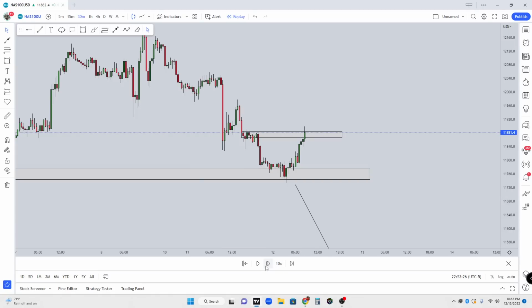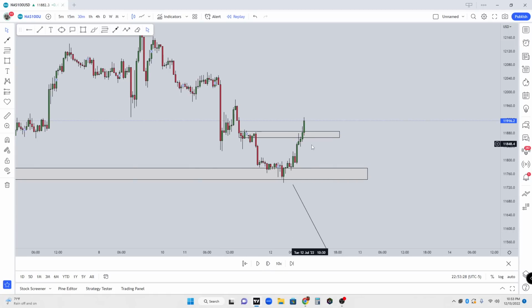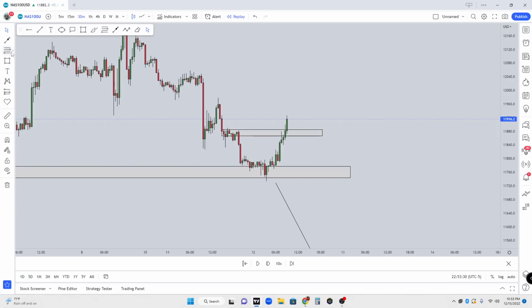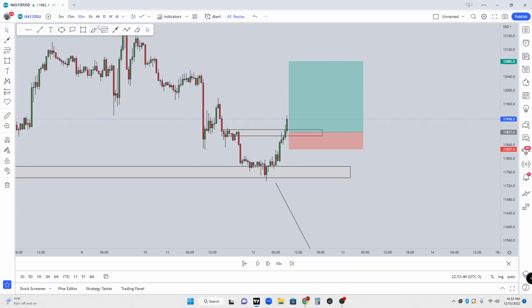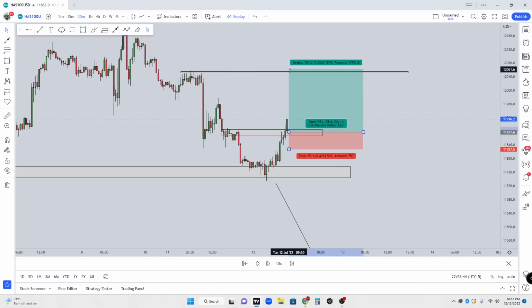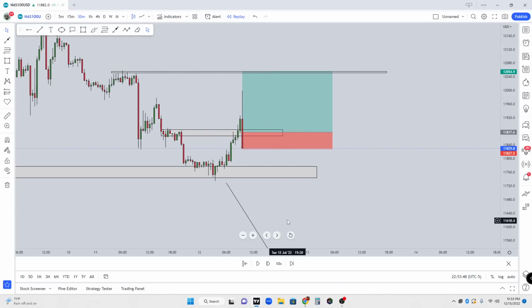Okay, we're trying to break up. Okay, we broke above, we broke up. So what I want to see is I want to see price give me a pullback in this area here, and then we'll look for the buy take profit area around here. All right, so let's see if we can get that pullback.